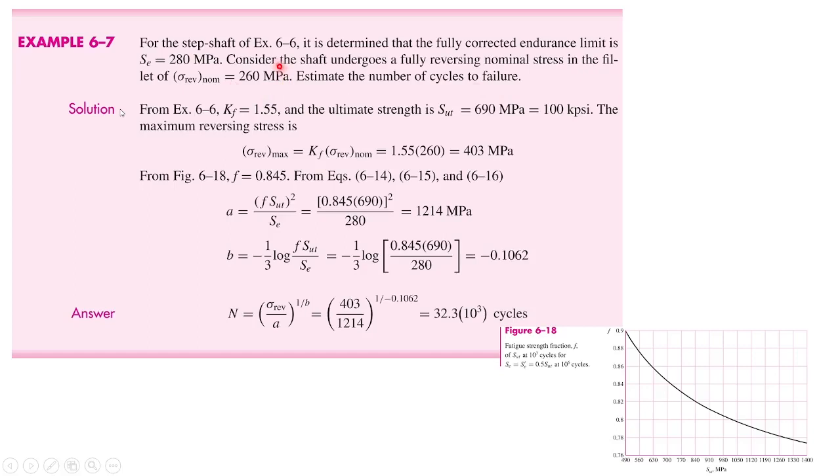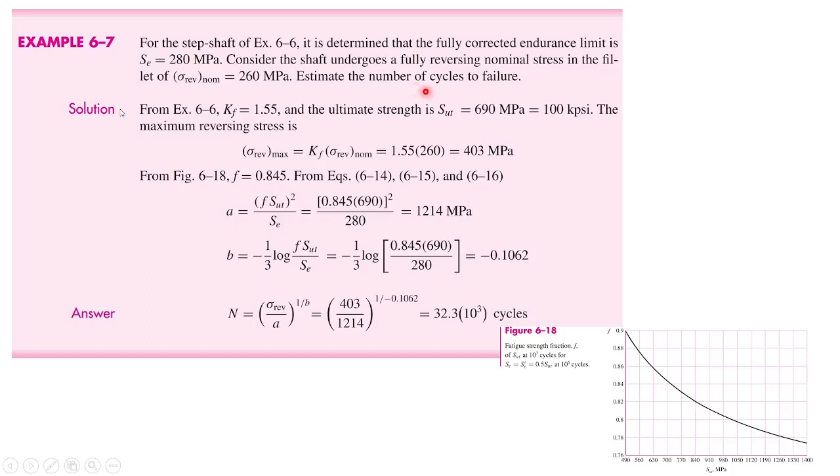Okay. So this value of nominal stress acting in the fillet needs to be multiplied with the fatigue strength concentration factor that was calculated to be 1.55 to account for the geometrical discontinuity in the fillet. So the maximum stress in the fillet would be equal to the fatigue strength concentration factor multiplied by the nominal stresses acting in the fillet. So it's 1.55 multiplied by 260. So the maximum stresses that will be developed in the fillet due to the stress concentration is 403 megapascal.